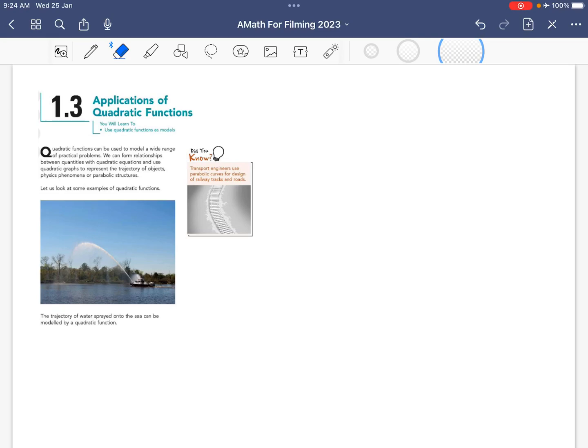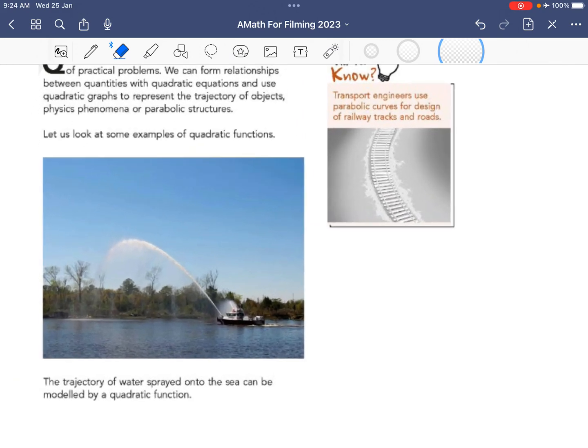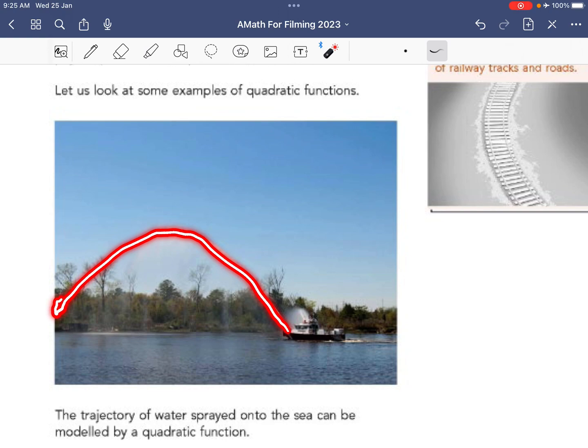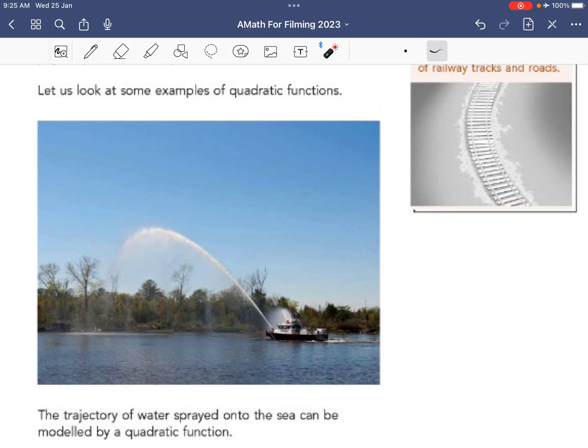Okay, today we'll be covering 1.3 applications of quadratic functions. If you look around you, there are actually many examples of quadratic functions all around the world. For example, in this case there's a ship spraying water into the air. If you use a bit of imagination, you notice that the water follows the path of a quadratic equation, okay?